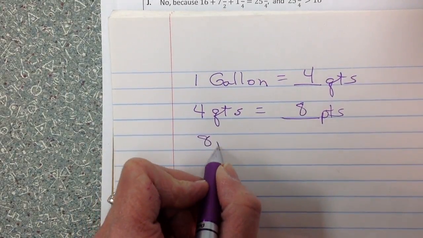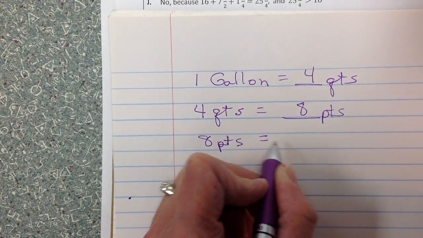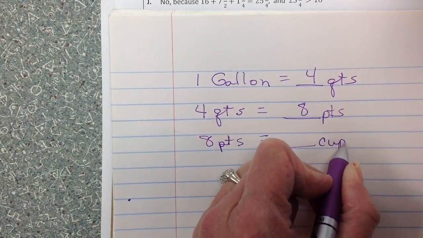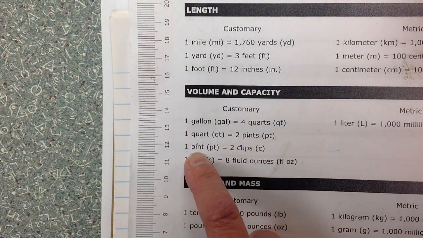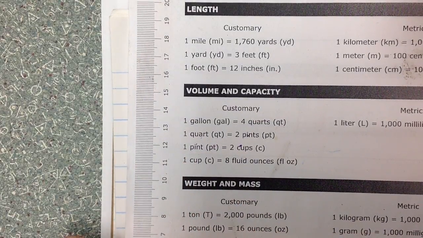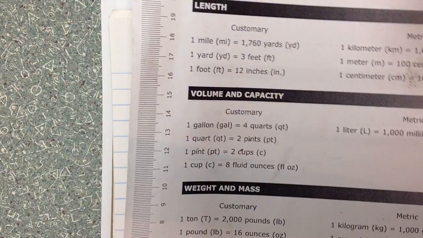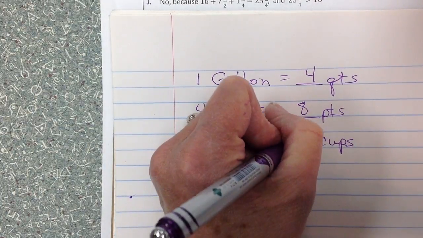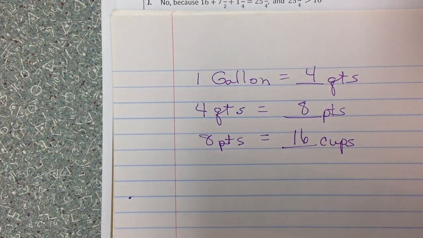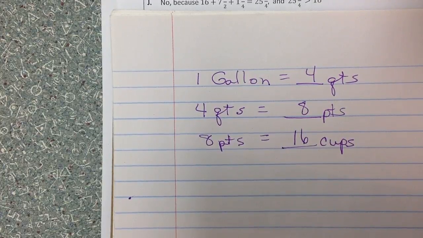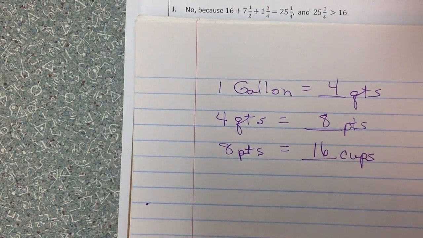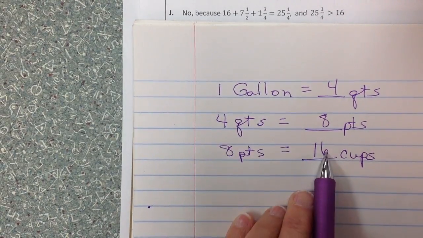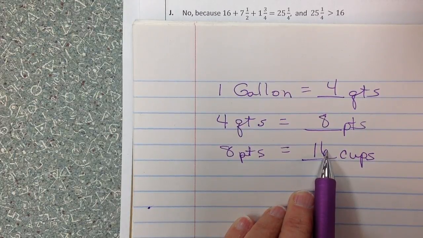And then finally my last step, 8 pints is equal to how many cups? And there are 2 cups in 1 pint. So to find 8 pints, I multiply 2 times 8. And so there are 16 cups in 1 gallon. A lot of my students have that memorized. Some don't, many don't, but it is a good idea to try and keep it in the back of your head. 1 gallon is equal to 16 cups.